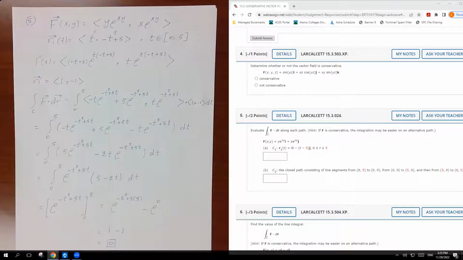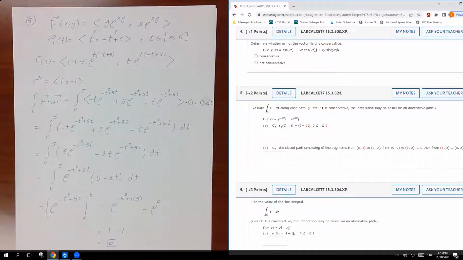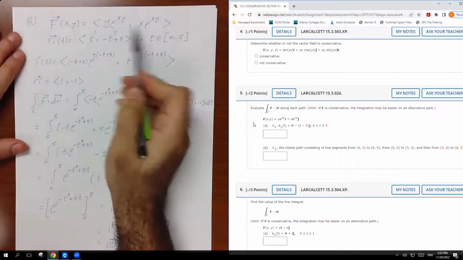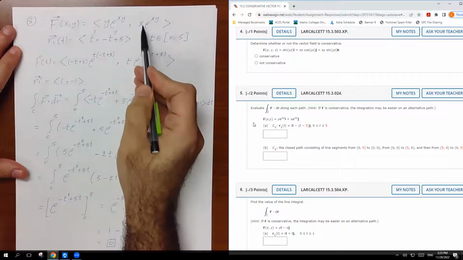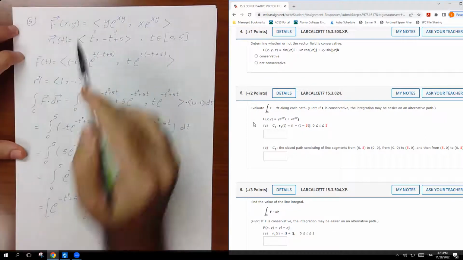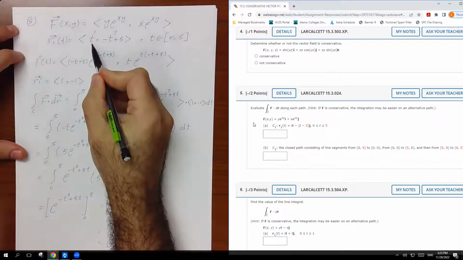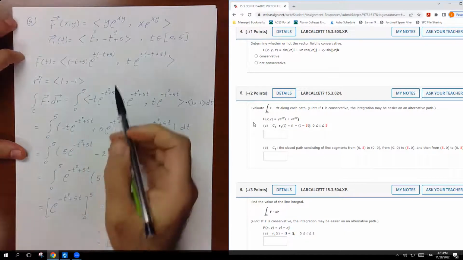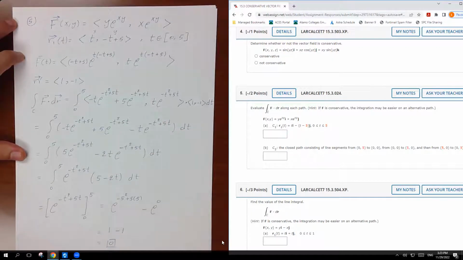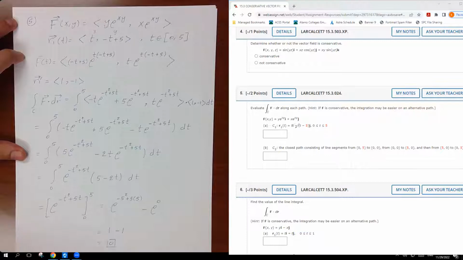For number 5, let's work on number 5. So here is our f, which is ye to the xy, xe to the xy j, and here is c1 and c2. So let's check here. I'm going to write down f in component form, ye to the xy and xe to the xy, and r1 of t equal t. And what I did here with the second part, I distribute. So here, t, and I distribute the negative sign, so it's going to be negative t plus 5. That's what I got here, negative t plus 5, and t between 0 and 5.